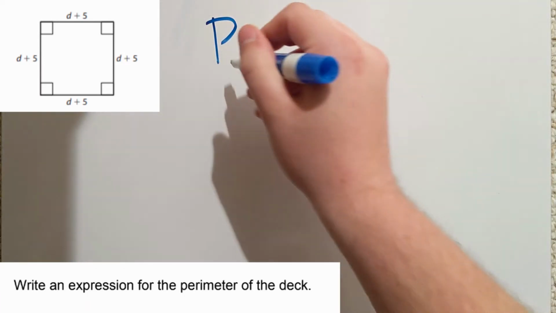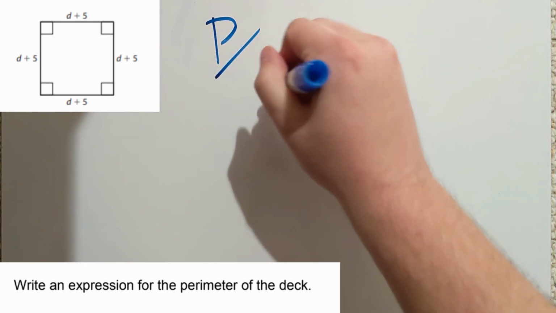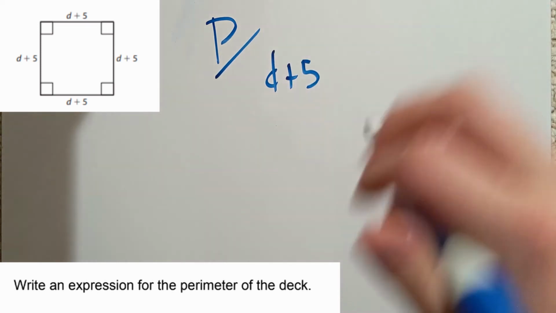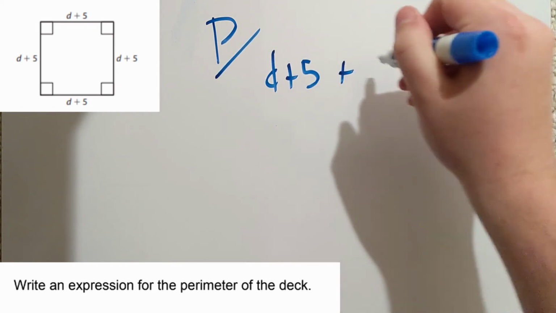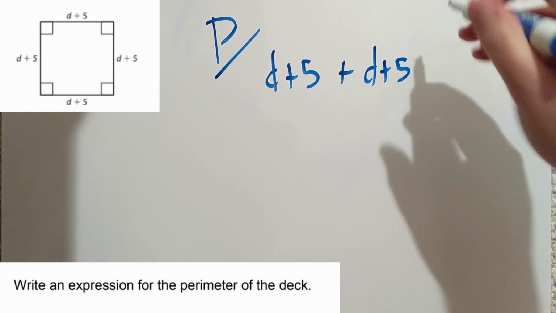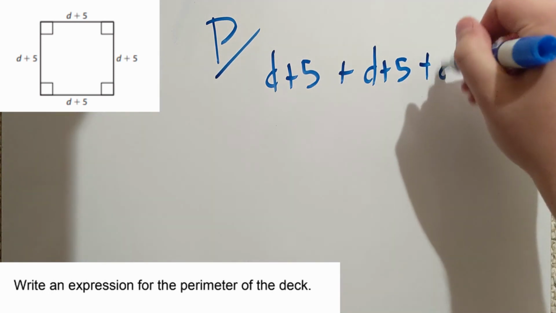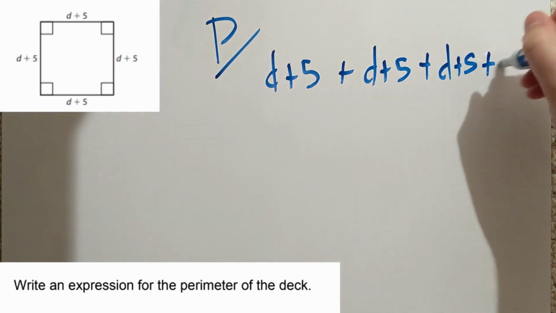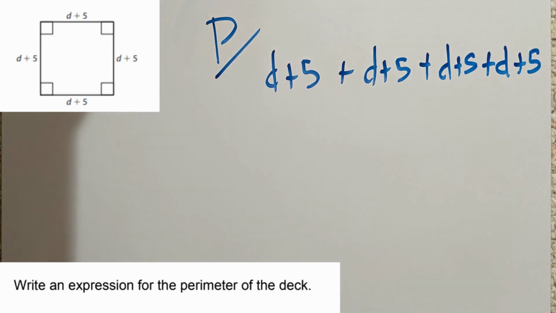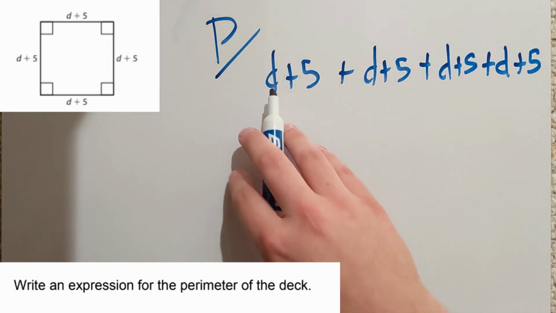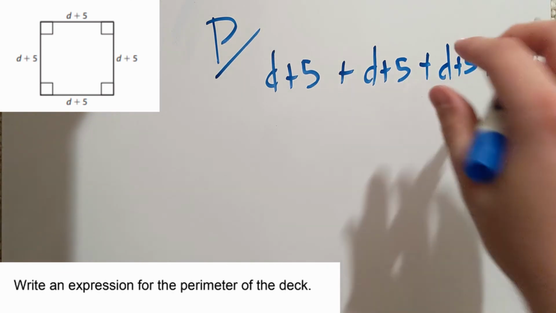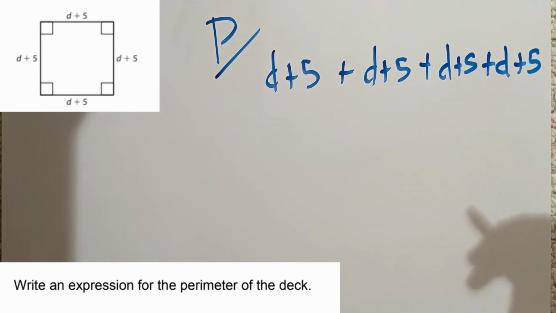So for each one, you've got d plus 5 for the top. Add it together, d plus 5 for the side, add it together, d plus 5 for the bottom, and d plus 5 for the other side. So for question 1, it's just adding everything up, d plus 5, d plus 5, d plus 5, d plus 5, 4 times, 1 for each side.